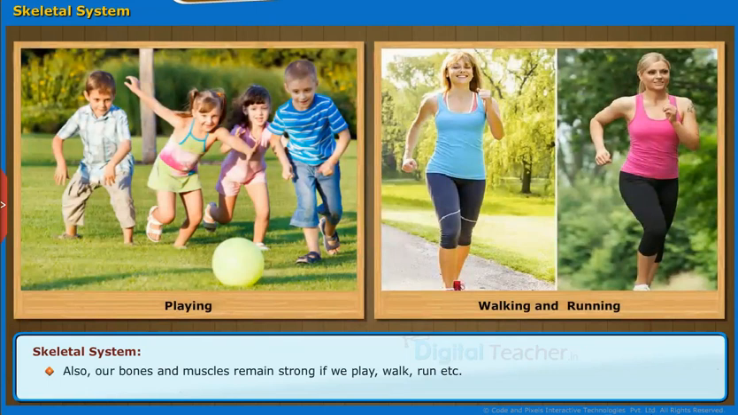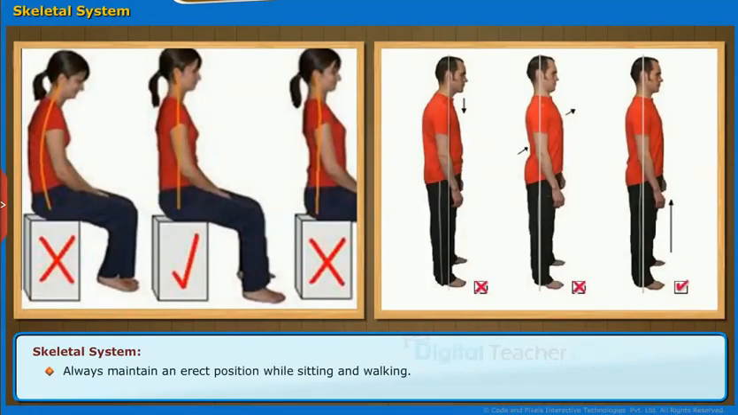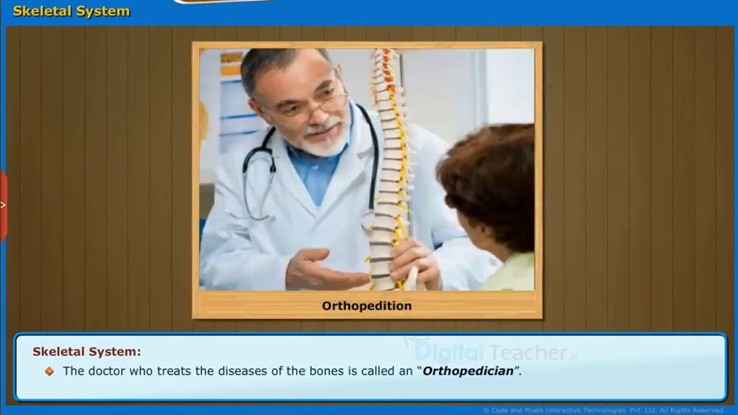Also, our bones and muscles remain strong if we play, walk, run, etc. Always maintain an erect position while sitting and walking. Vitamin D helps our bones and skin to remain healthy. This vitamin D is obtained when we are exposed to sunlight. The doctor who treats the diseases of the bones is called an orthopedician.